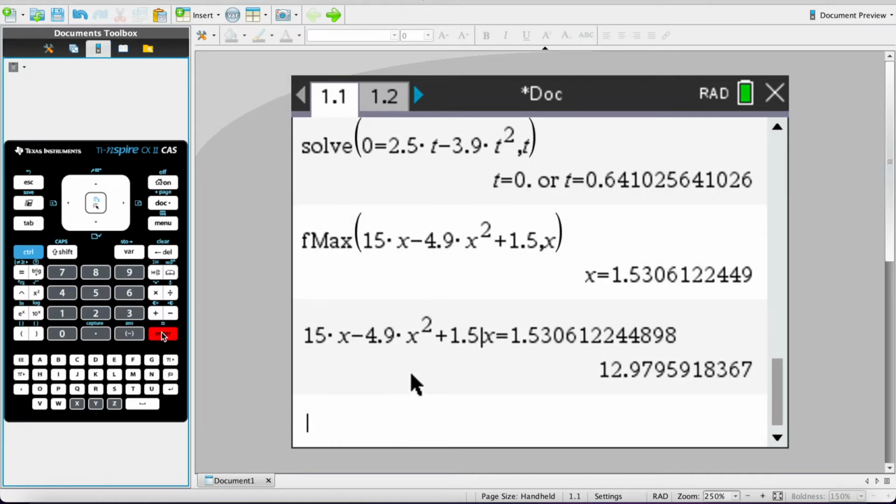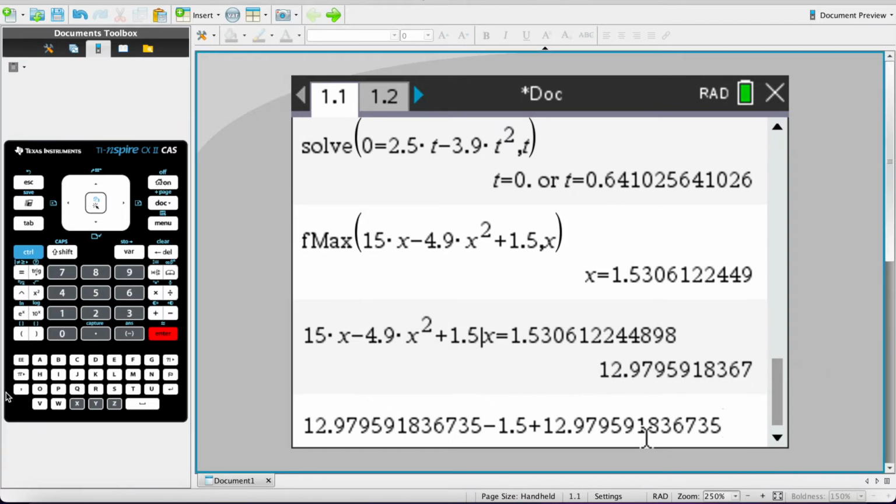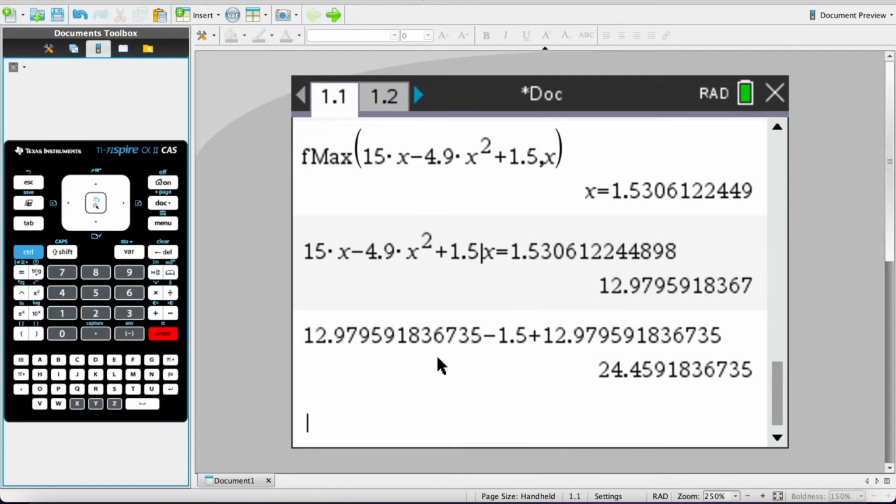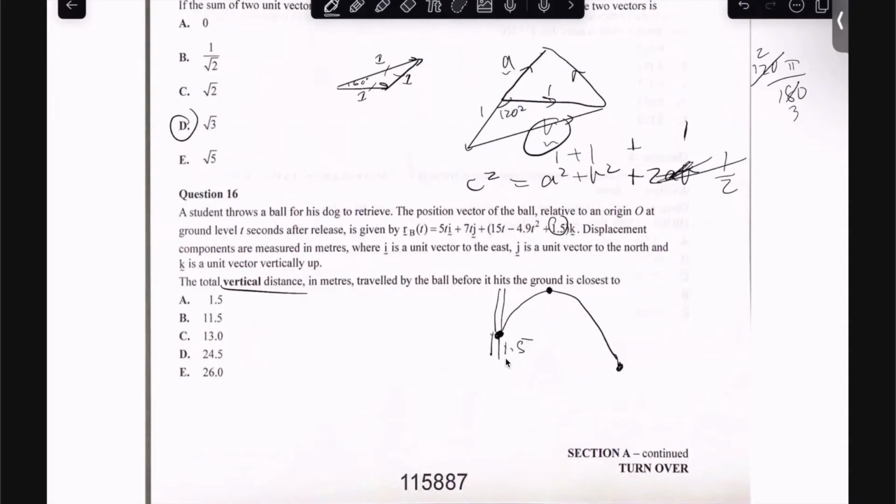So 12.97 is the maximum, but remember, so we need to, 12.97. So it goes up 12.97 from 1.5. So it goes up that distance and then plus the 12.97. Yeah. 24.45 or 24.5, D.